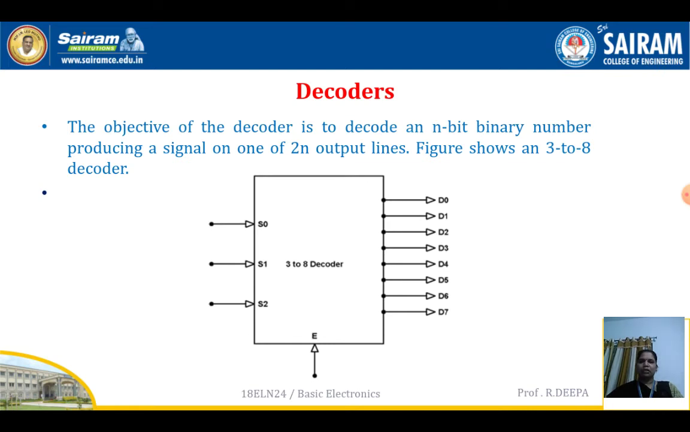That is, an n-bit binary number to 2^n output lines, and it is enabled with the help of an enable pin E, which is shown at the bottom of the block diagram. The block diagram shown here is a 3:8 decoder, that is, 3 inputs and 2^3, which is 8, output lines will be available.